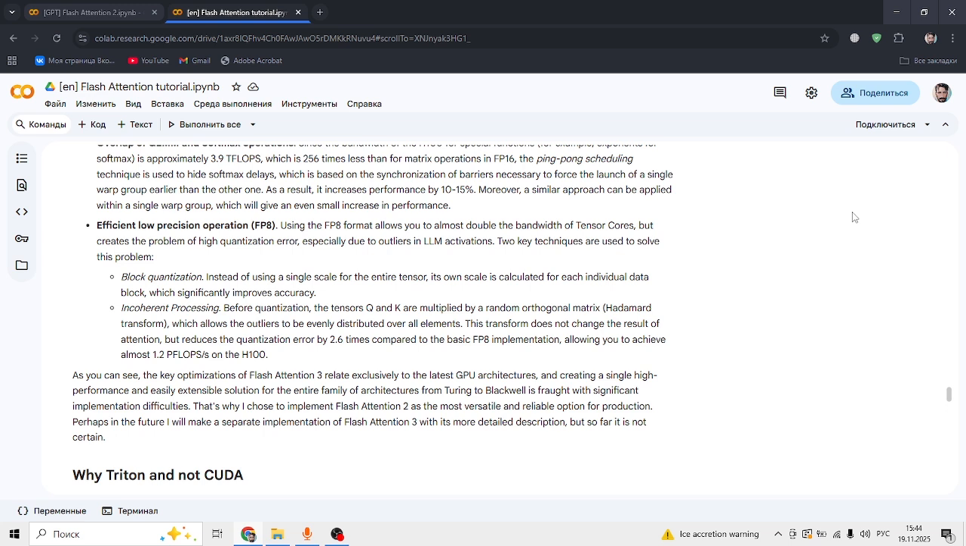And in block quantization, instead of using a single scale for the entire tensor, its own scale is calculated for each individual data block, which significantly improves accuracy.